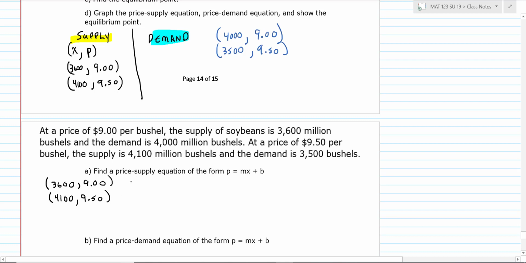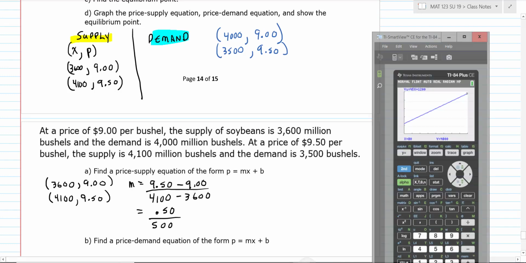All right, so there are our 2 points. Now the slope, we're going to go ahead and find the slope. We do that by the slope formula. You subtract the y's, and it doesn't matter which order. So I'm going to choose to do it that way. And then you need to be consistent in the order. So now subtract the x's. 4,100 minus 3,600 like that. Check carefully on the calculator. So the numerator is 0.50 and then the denominator is 500.